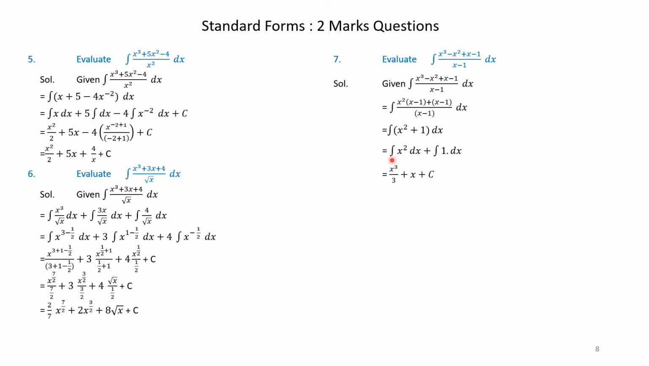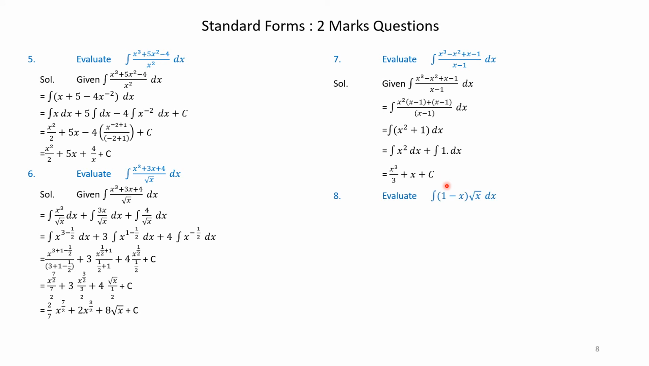Therefore, again, we have to use the power rule. Power rule is x to the power of n plus 1 divided by n plus 1. Therefore, n here is 2. Therefore, the first term becomes x cube divided by 3. Plus, here integral 1 dx is x plus c. C is the constant of integration.